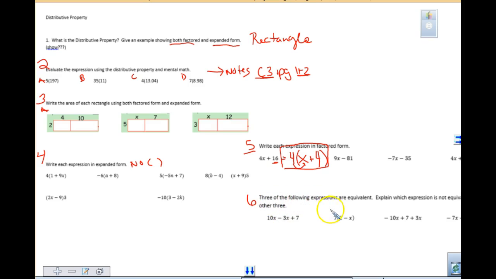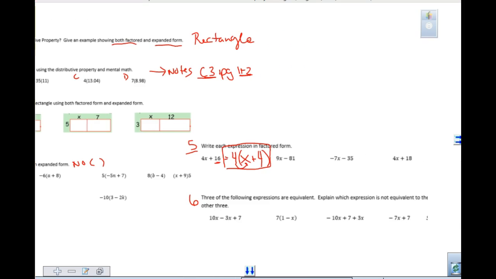Then down here it says, 3 of the following are equivalent. Explain which expression is not. So what you're really looking for is one of these is not the same as the other.